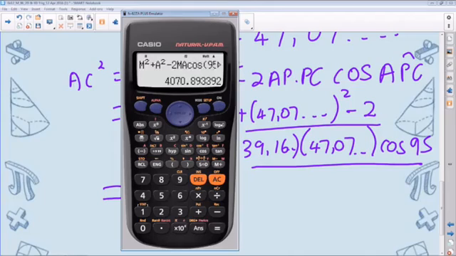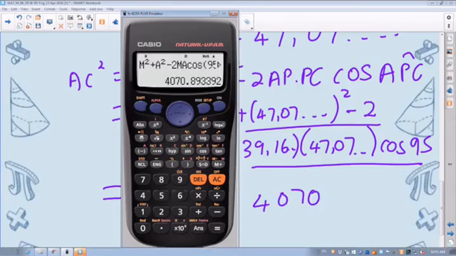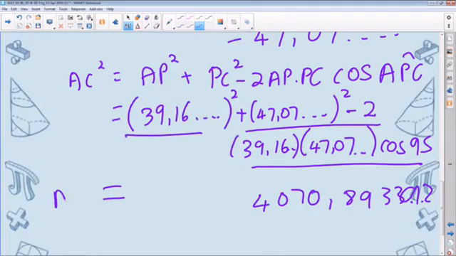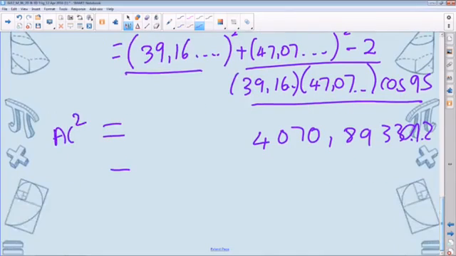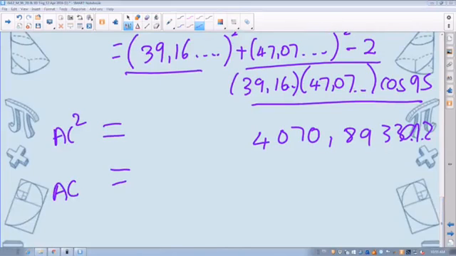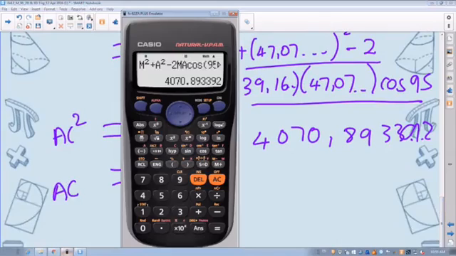All right, so that's what we get. We get 4,070,8933.92. All right, so that's what we get for AC squared. But remember, we are not looking for AC squared. And you saw how nicely and neatly the calculator did it all for us without us having to worry about writing down those long numbers. We need to learn how to use our calculator effectively.